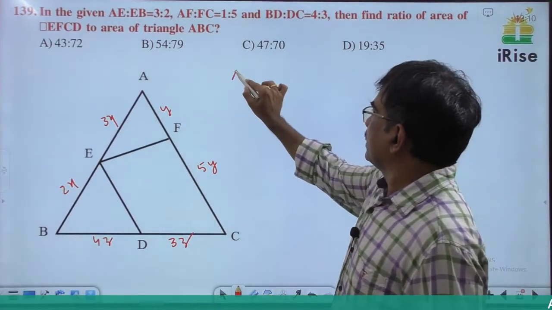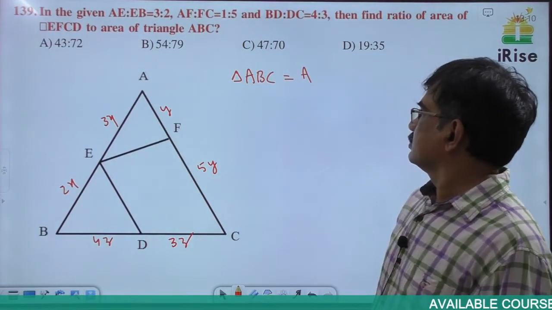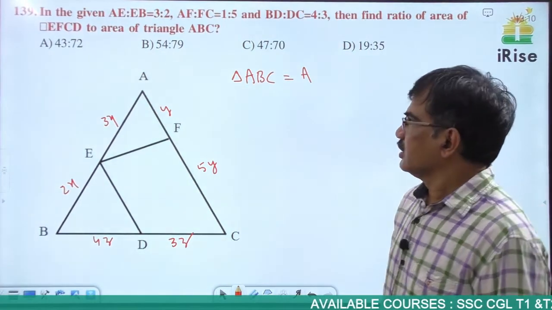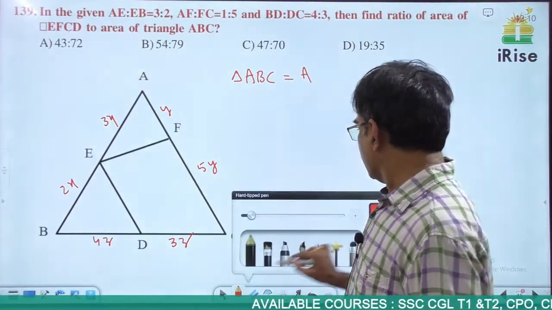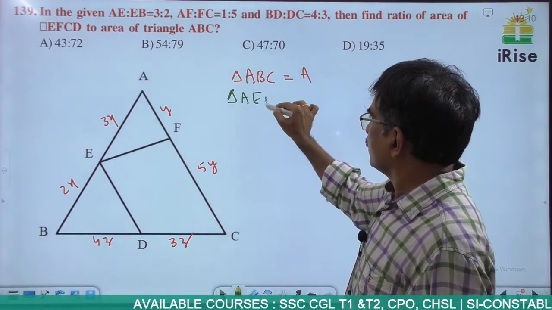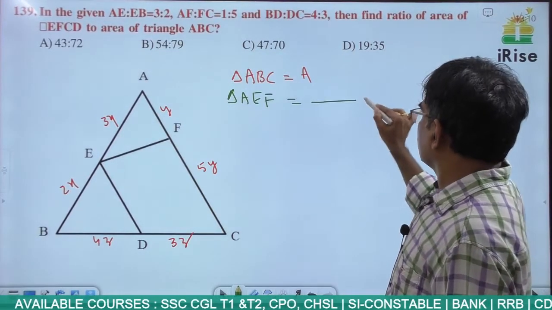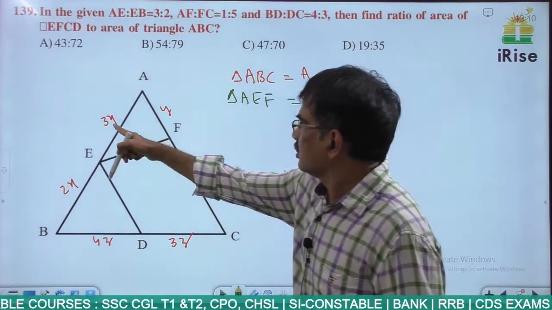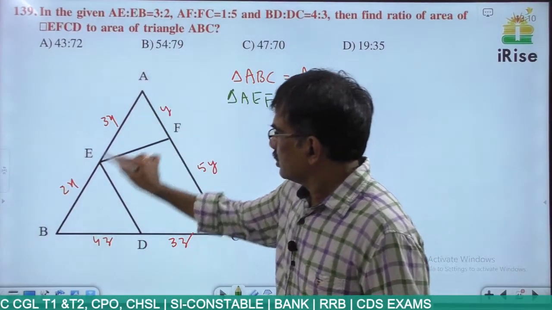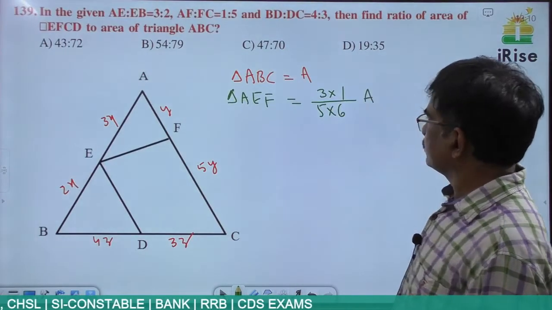I want to consider the big triangle area as A. Then what is the area of triangle AEF, based on the previous condition? This is nothing but 3 into 1 by total 5 into 6, times A.